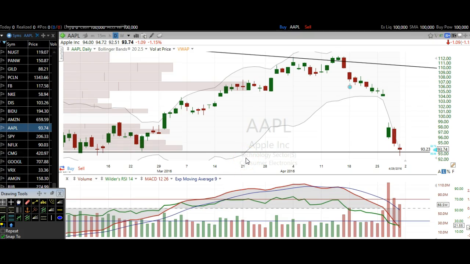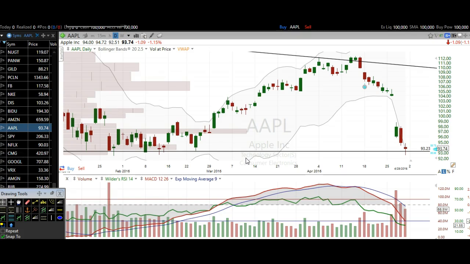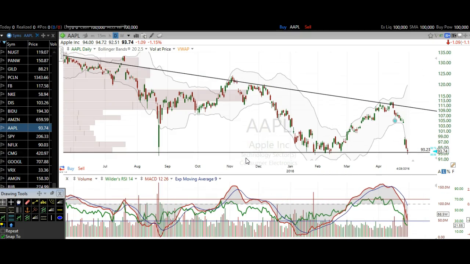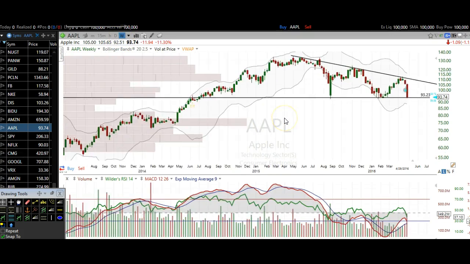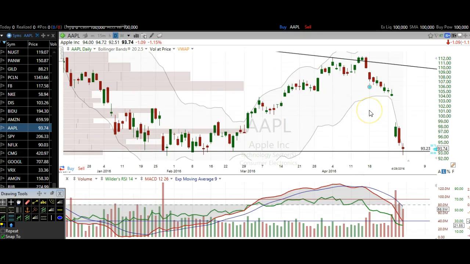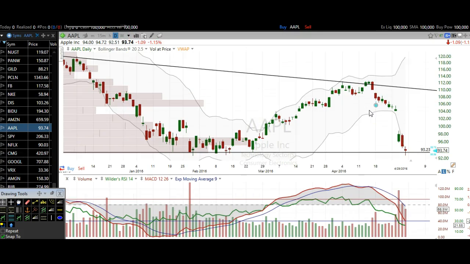All right, so let's get to these charts here. First is Apple. Just want to reiterate, I liked Apple for a short on a retest of that downtrend line. Here you go. It's just a straight line. And that's all you have to do in order to make money in the market. Okay? Pretty simple.